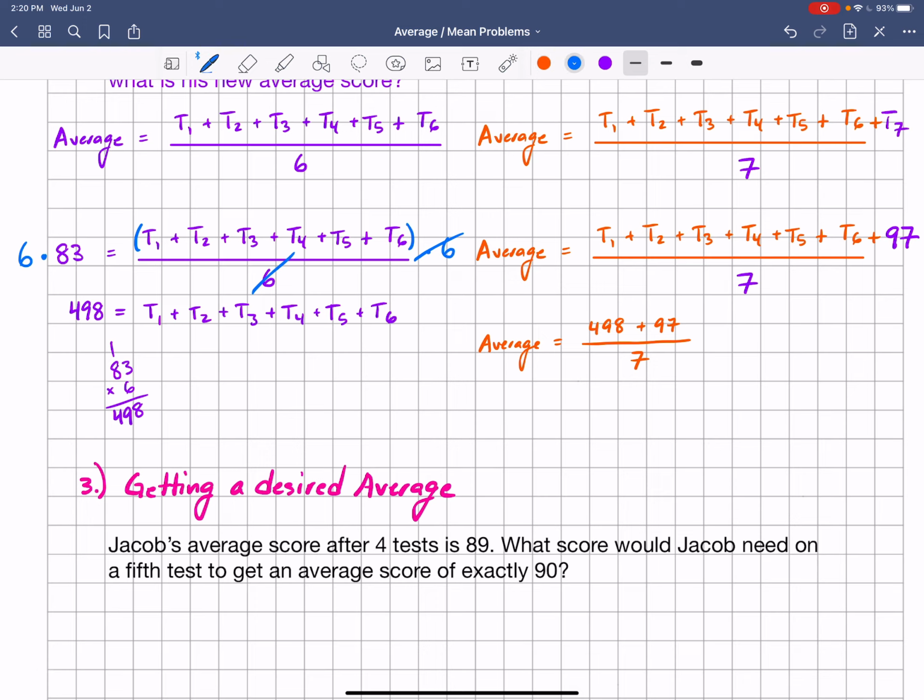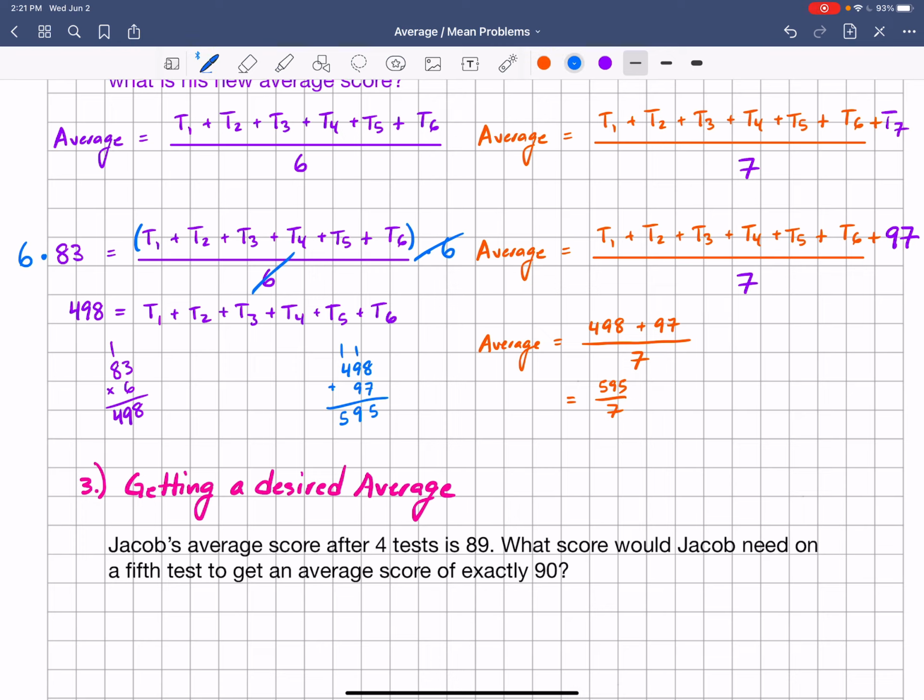So first of all, 498 plus 97. So 8 plus 7 is 15. 1 plus 9 is 10. Plus 9 is 19. 4 plus 1 is 5. So this is the same as 595 divided by 7.